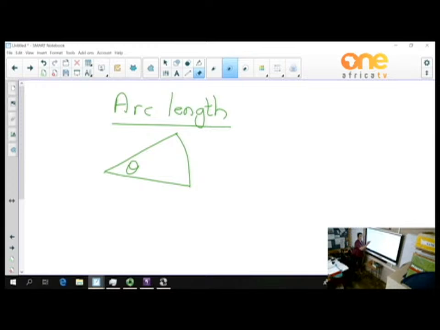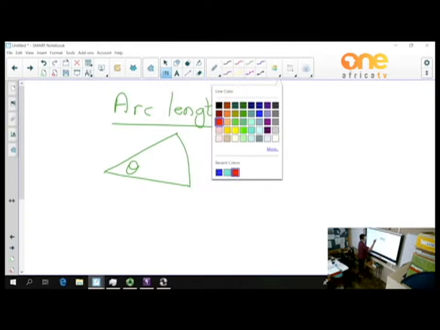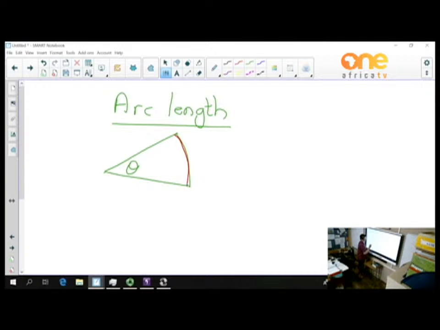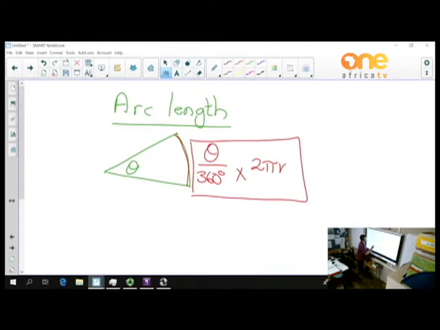Now we want the arc length. That is the arc that we are talking about. Can you see that this is part of your circumference? The arc length is part of your circumference. So this is the part that we're talking about here. That's why we say it is theta out of 360 degrees. Why 360? Because here it's a revolution. And then of 2πr. That is the formula that we're going to use to find the arc length.